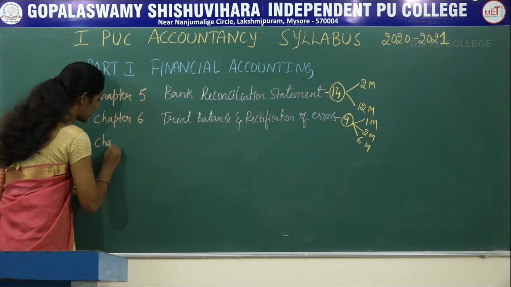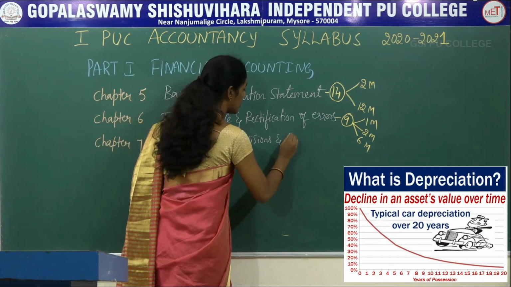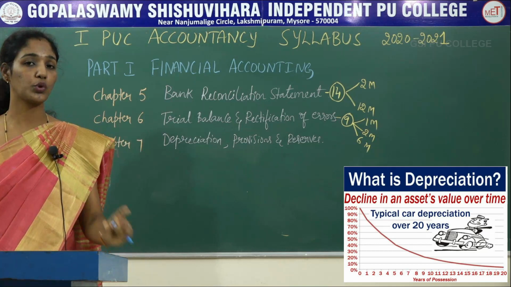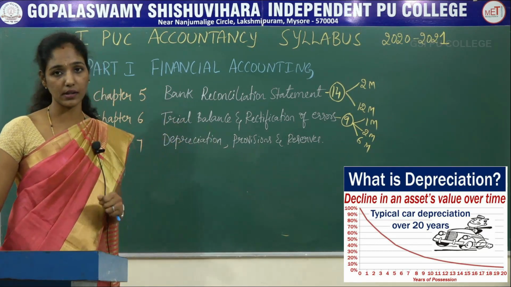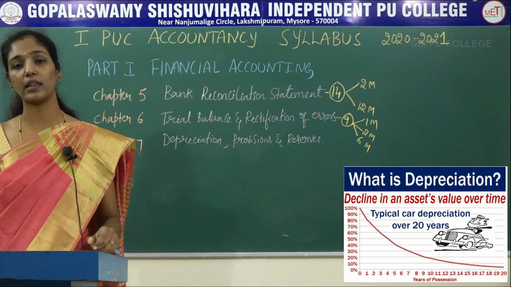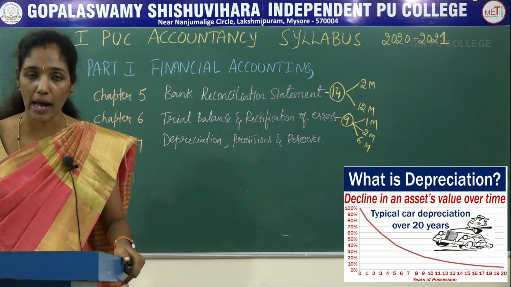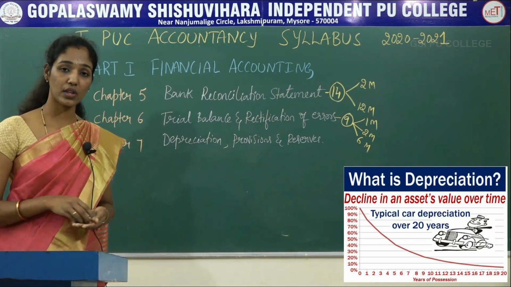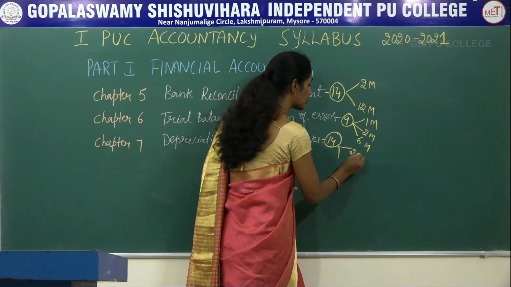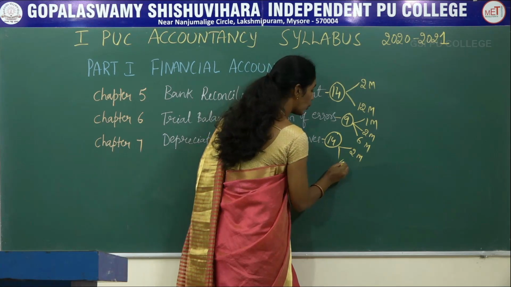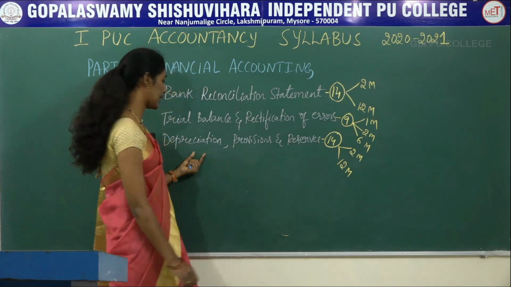The next chapter is chapter 7, depreciation, provision, and reserves. This chapter deals with two different topics, that is depreciation and provision and reserves. Depreciation means decrease in the value of an asset, and later we will learn about depreciation, provision, and reserves. For this chapter, a total of 14 marks is allotted. Out of 14 marks, you can expect 2 mark 1 question and 12 mark 1 question. So here you can expect a 12 mark problem from the depreciation topic.